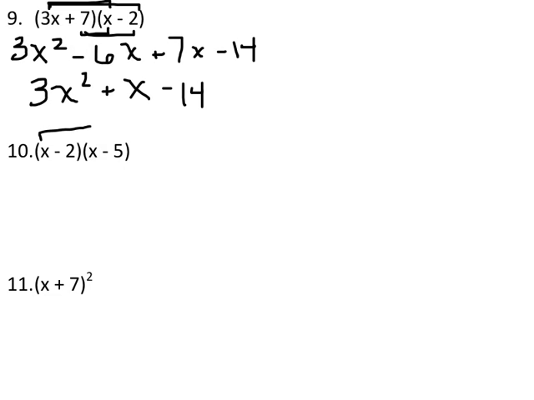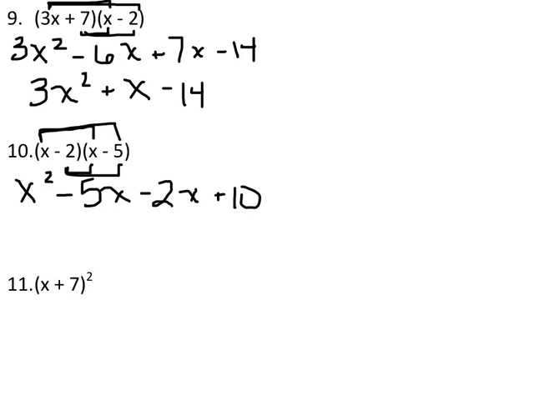Number 10, x times x is x squared. X times negative 5 is negative 5x. Negative 2 times x is negative 2x. Negative 2 times negative 5 is a positive 10. Combine our like terms and we get x squared minus 7x plus 10.